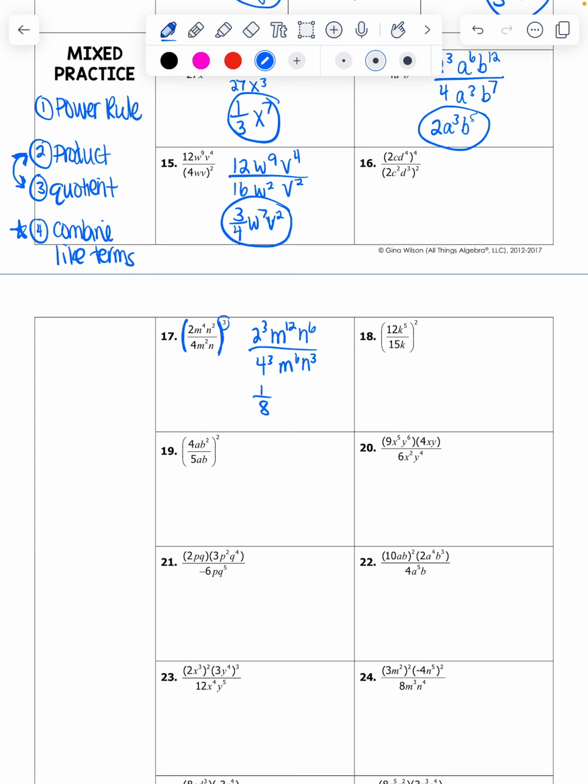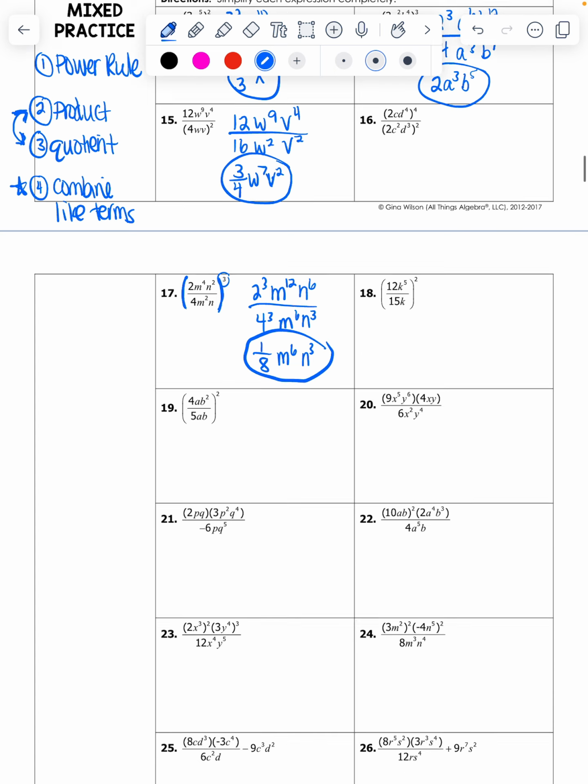Now for the m's, 12 minus 6 is 6, so m to the 6th. And for the n's, 6 minus 3 is 3, so n to the 3rd. Skipping around a little bit, we can see number 20 next.